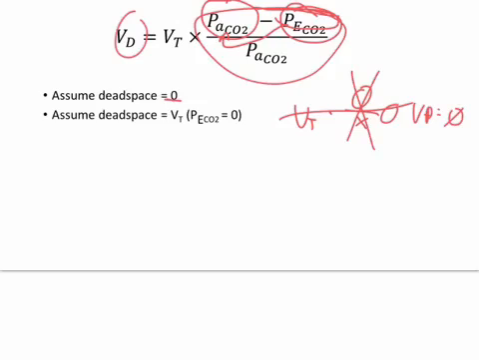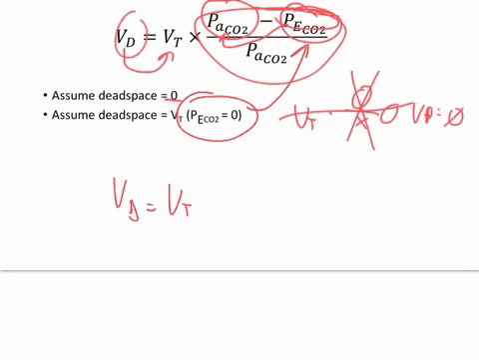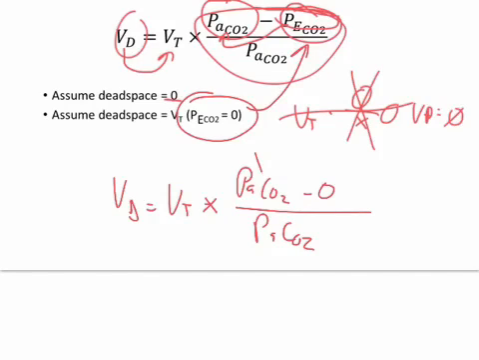Now the other way to think about it is assume that all of the lung is dead space. And remember, dead space doesn't exchange CO2, so if all of the lung is dead space, you're not going to breathe out any CO2. So you would have that the dead space is equal to the tidal volume, which multiplied by PaCO2 minus 0 divided by PaCO2. So that's going to become 1. So the dead space is going to equal the tidal volume times 1, or the dead space equals the tidal volume.